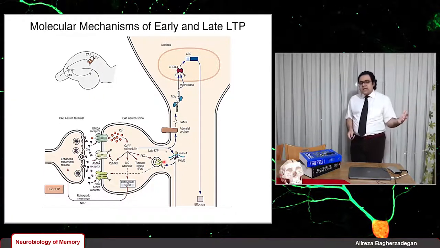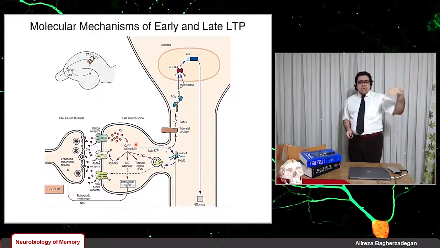The reason it is constantly active is because it lacks the regulatory domain. A normal protein kinase C, just like protein kinase A, has a regulatory domain and a catalytic domain. The regulatory domain of protein kinase A is detached or inhibited by cAMP.